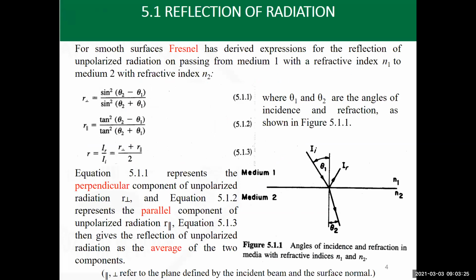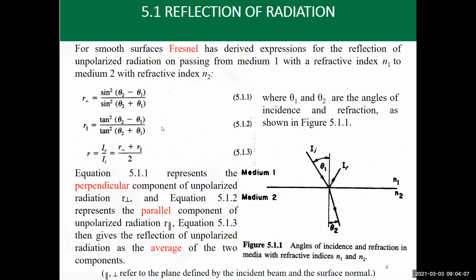So for smooth surfaces, Fresnel has derived expressions to estimate the reflection of unpolarized radiation on passing from medium 1 with a refractive index N1 to medium 2 with a refractive index N2. The parallel component is given by R parallel. The normal component is given by R normal. We use this symbol here as a subscript for the normal component, and this symbol for the parallel component. You can calculate the normal and the parallel components based on equations 1 and 2 that we have here.